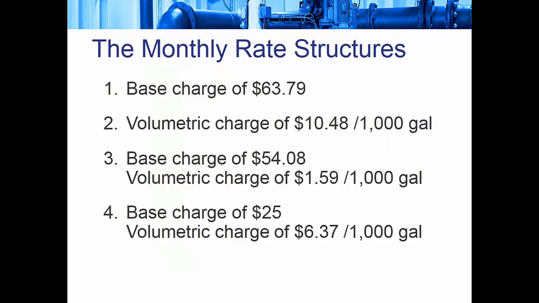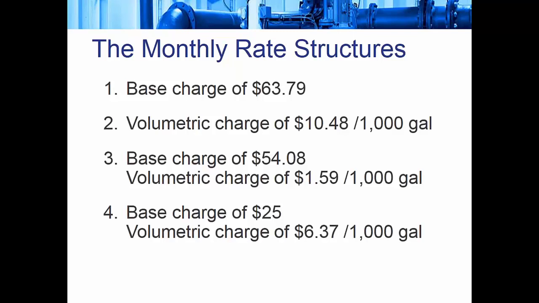So these are the four options that we have generated. Number one is a base charge of $63.79 only, all base charge. Number two is a volumetric charge of $10.48 per 1,000 gallons only, all volumetric charge. Number three, a base charge of $54.08 per month, and a volumetric charge of $1.59 per 1,000 gallons. And then option four, a base charge of $25 per month, and a volumetric charge of $6.37 per 1,000 gallons.